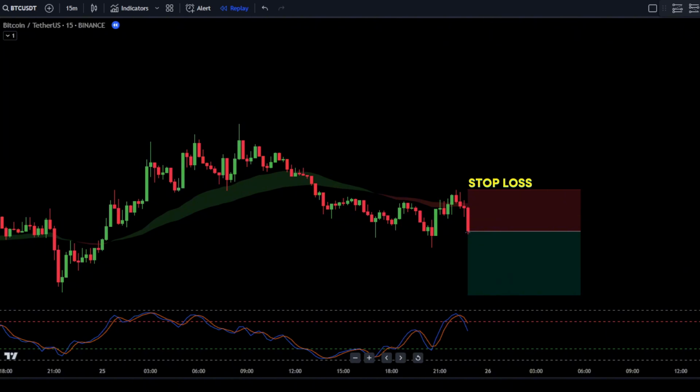Place the stop loss at the most recent swing high. Use a take profit target with a risk to reward ratio of 1 to 1.5.